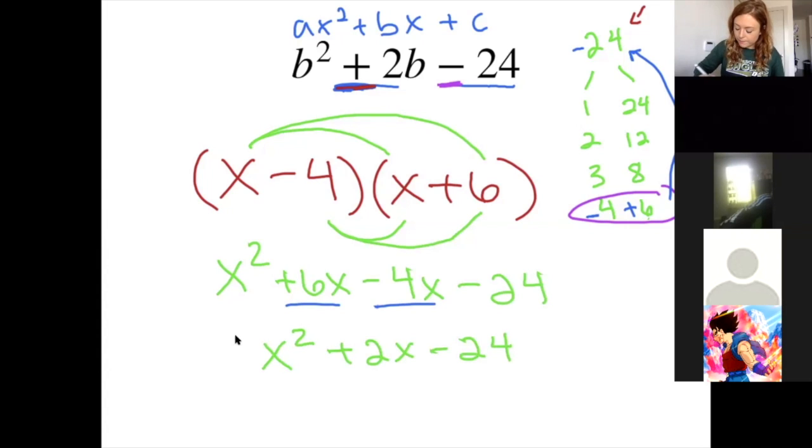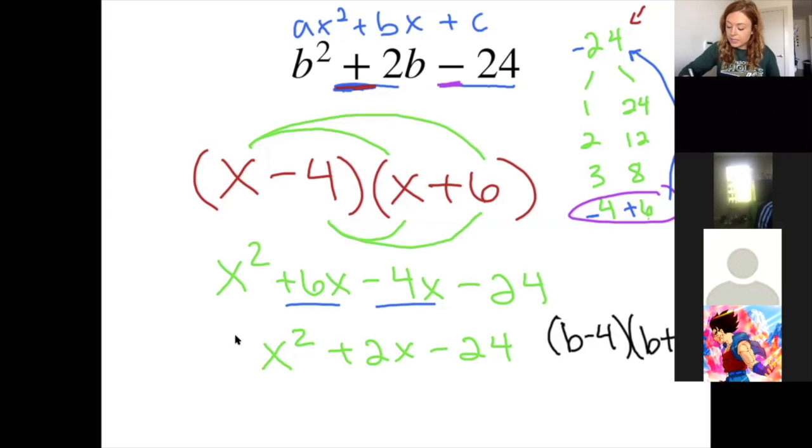Before you would submit your final answer, if you changed them to x's like I did, we would have to change those back to b's, because the original question had b's, so our final answer has to be b's. So we would say b minus 4 times b plus 6. And it can be in any order. It could have been b plus 6 times b minus 4. That's okay. The factors can be in the other order.